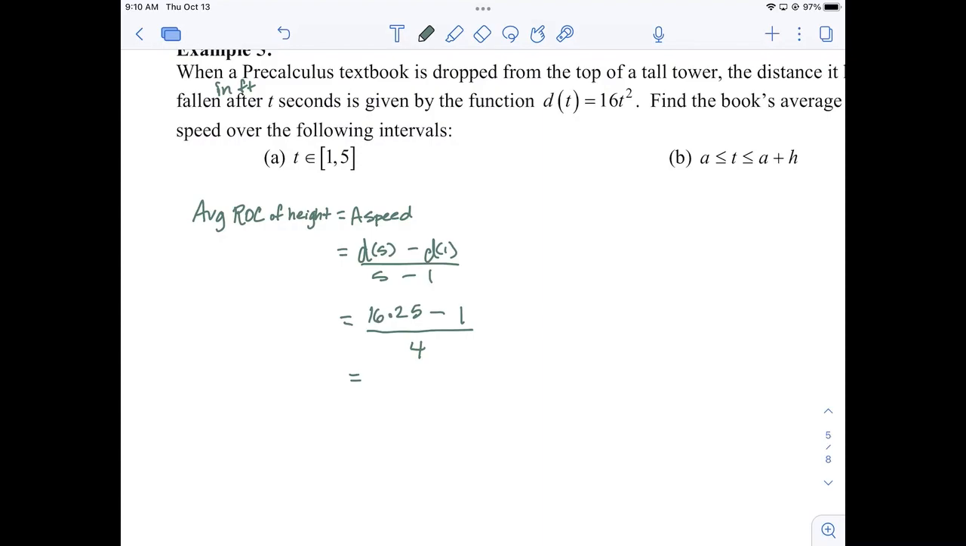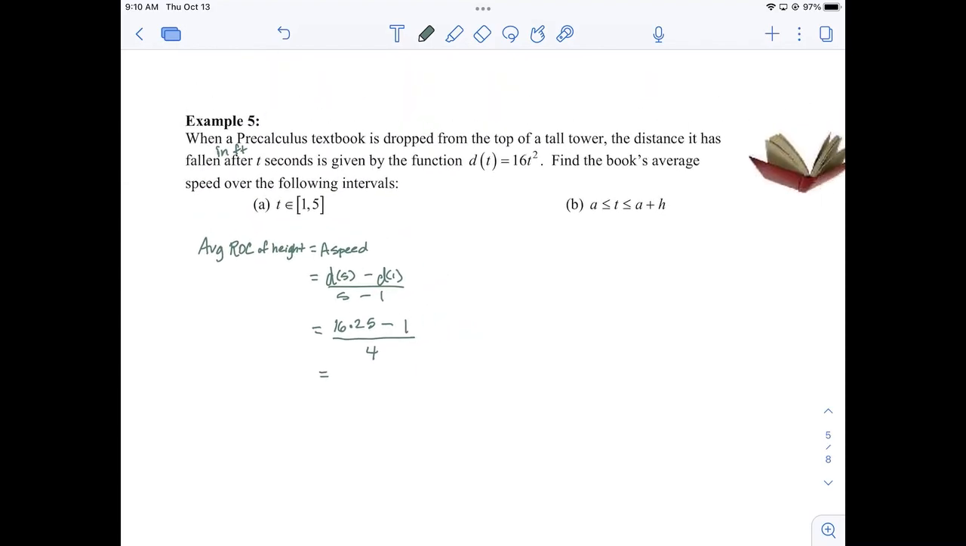Guess what 16 times 25 is? If you got 16 quarters, how much money do you have? Good. You have $4, so that's 400. Guess how tall the tower must have been? The tower was 400 feet tall, because that was how far it had fallen. Assuming it hit the ground at 5, it doesn't really say. It could have been taller.